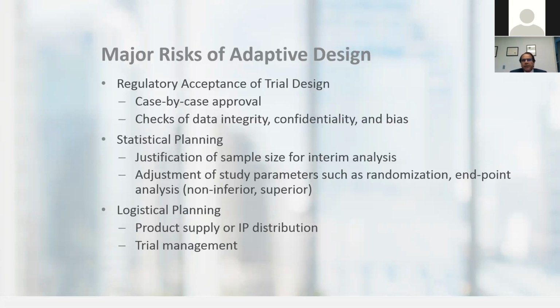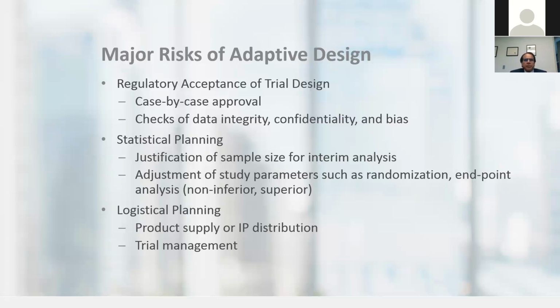And I said earlier, you cannot change the primary endpoint, but you may want to change the randomization from 1:2 ratio to 1:1 ratio. These are the risks that you need to discuss and have in advance, talking about it.